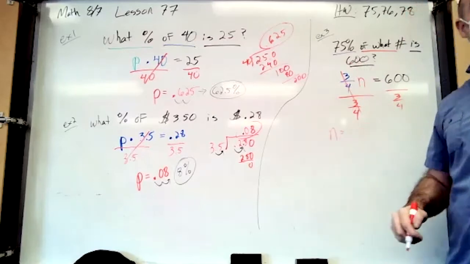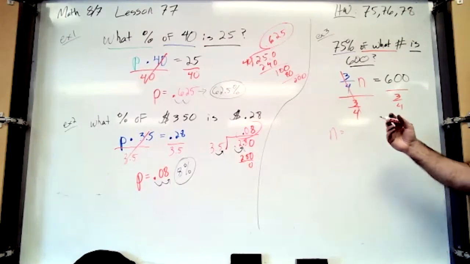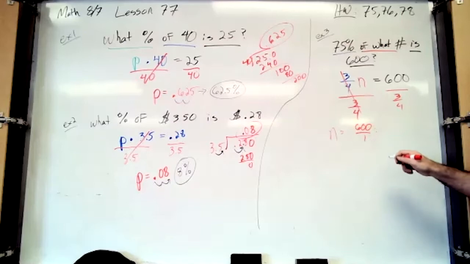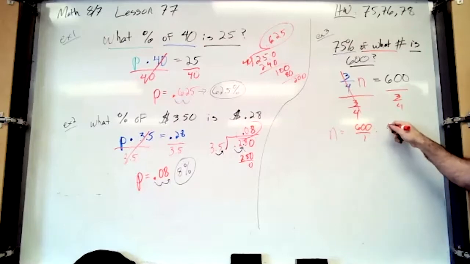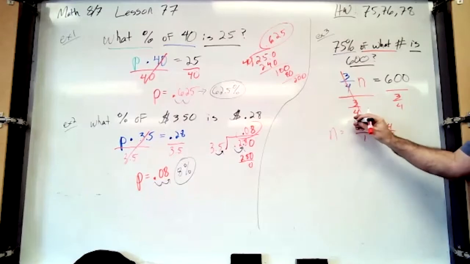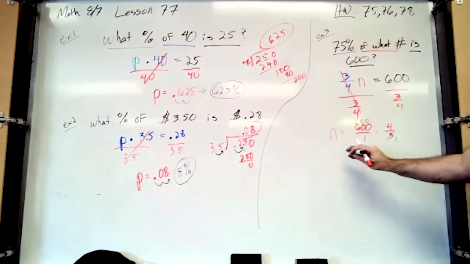So how do you divide fractions? Copy dot flop. You're going to copy the 600, so that's just 600. Dot flop the 3/4, the 4/3. So I can cross reduce. Take 3 out of both. You get 1 and 200. Are you guys with me so far? Now you just multiply across and you get 800.